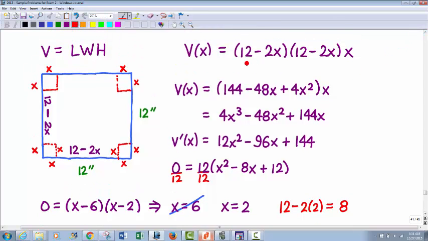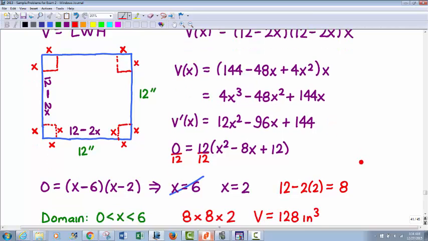All right, so let's see. Take that first two, FOIL them out. You'll get this right here. Multiply that by x, and I just kind of rearrange the terms. That gives you 4x cubed minus 48x squared plus 144x. We take the derivative of that, which would be 12x squared minus 96x plus 144. We'll set that equal to 0.